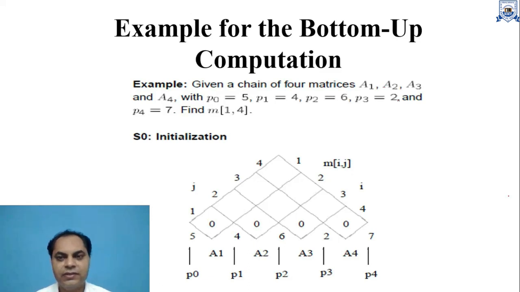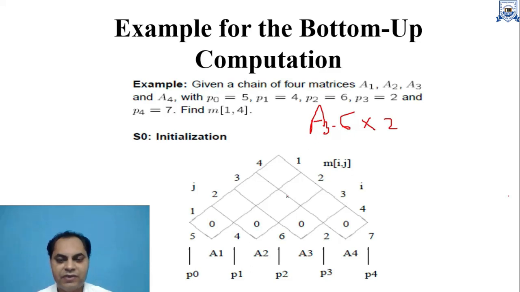Let's consider that we have 4 matrices A1, A2, A3 and A4, and the dimension array contains 5 elements because we have 4 matrices: 5, 4, 6, 2 and 7. Now if we find the dimension of A3, that would be P2 into P3, so it would be 6 into 2. This is the dimension of A3. As we have already discussed, we will start our solution in bottom up fashion.